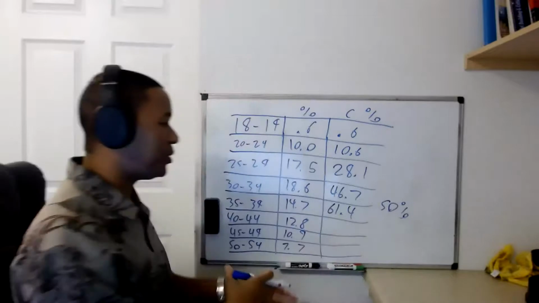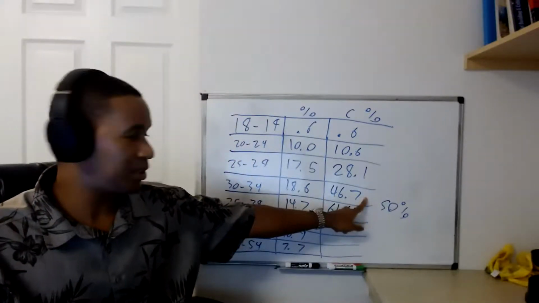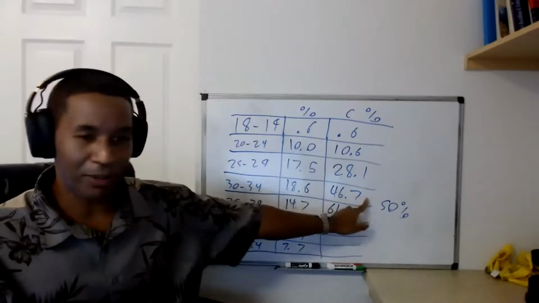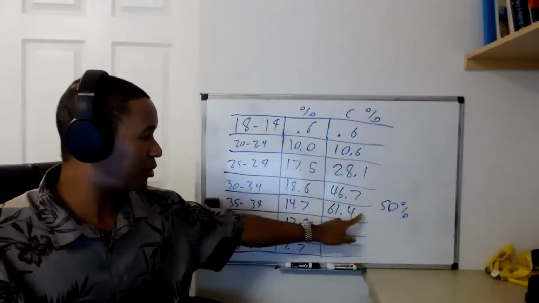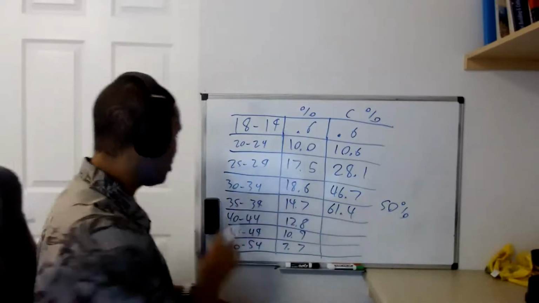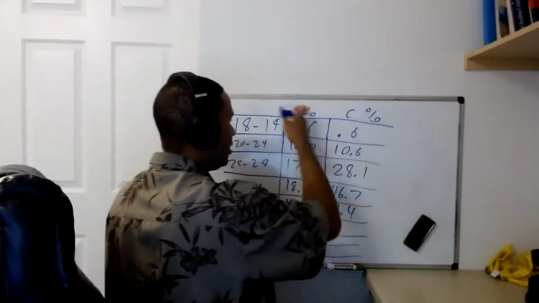Now, what a lot of people do is they make the mistake. They say, okay, well, this is 46.7, so this is closer to 50%, so I'm going to go with this category, but that's not the right way to do it. Okay. So what you're going to want to do is go to this category. The way I like to think about it is I go in this category.